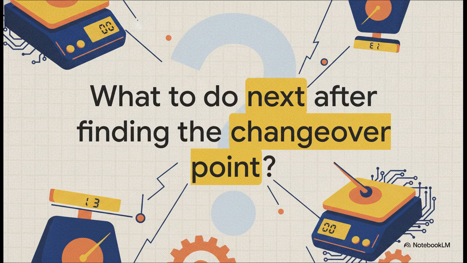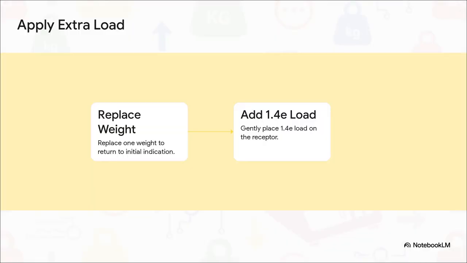So what do you think is the critical next step here? Well, here is the exact sequence. First, you replace one single 1-gram weight back onto the platform. This brings the scale back to its initial indication, restoring perfect equilibrium. Then, with a super steady hand, you gently place that crucial 14-gram test load onto the receptor. No shock, no dropping, just smooth and steady.